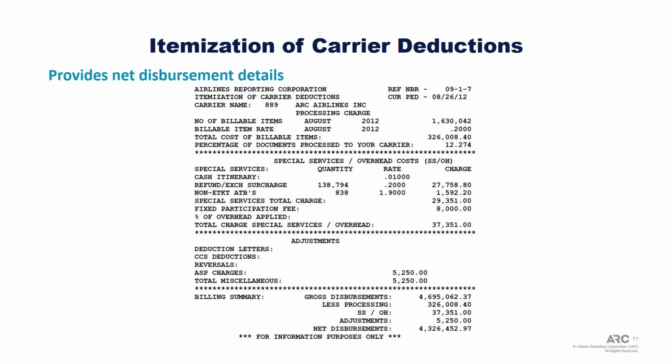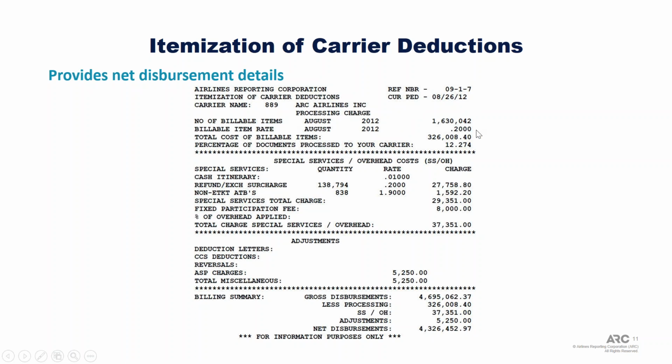The itemization of carrier deductions. This is the monthly report that lets you know what you're being billed for, what your transaction fees are, how many transactions we processed for you, and then your total net disbursement for the previous month. In the first section, you're going to see the reference number and the period.